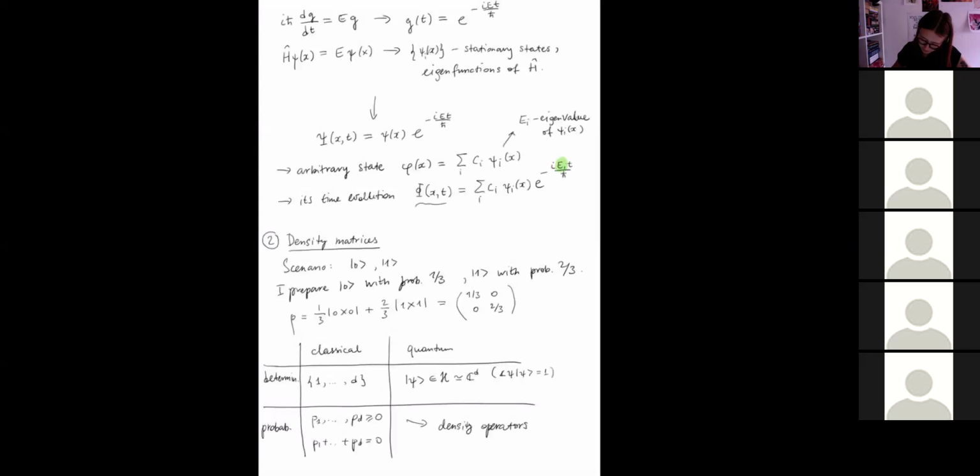Okay, now let us look at how the density operators are characterized. Yeah, there is a question. Ah, sorry, yeah, of course it's one. I was just looking at the 0, which is above.